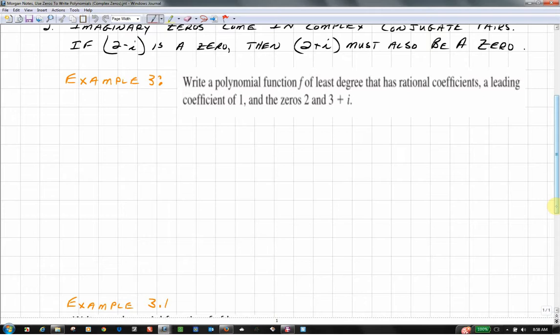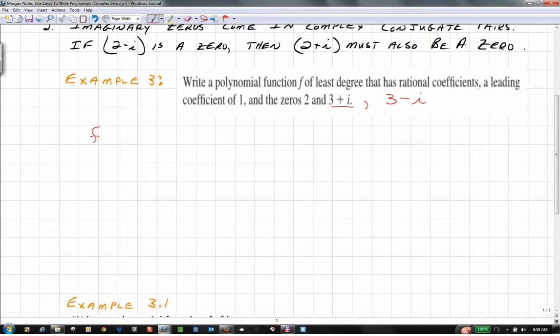From these zeros, I can produce factors and then multiply those together. The problem is that they are only giving me 3 plus i. Just like with the irrational roots, these have to come in conjugate pairs. So if 3 plus i is a root, 3 minus i has to be added to my list of zeros. Now that's a complete list of zeros, and I'm going to make those factors and multiply them together.